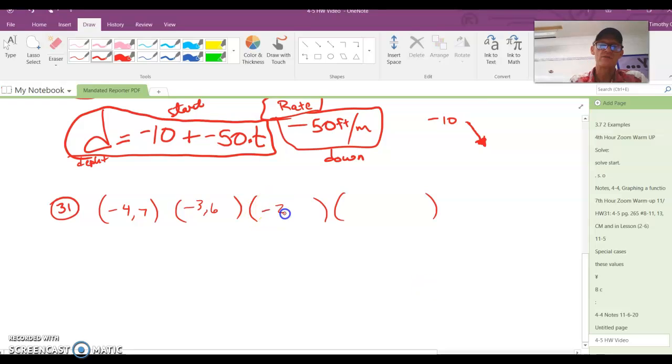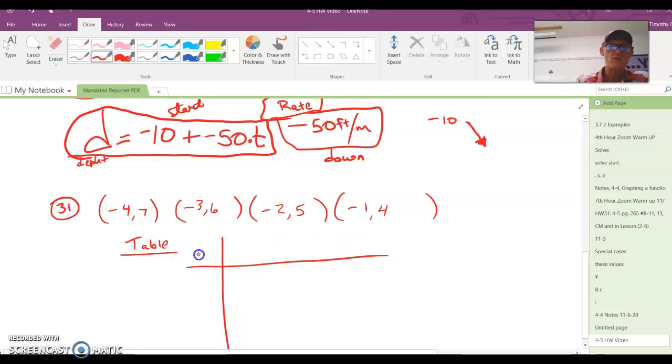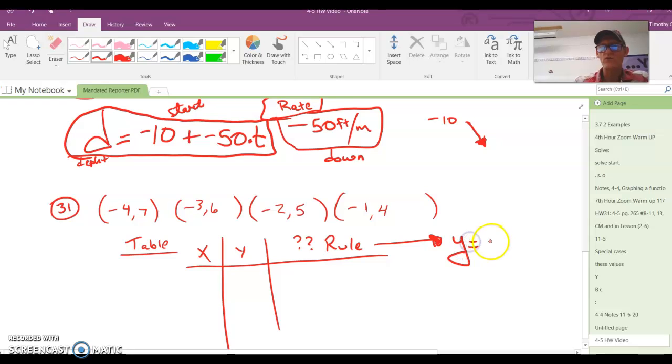Negative 2, 5. And negative 1, 4. Okay, so what do we do? Well, we get a table. And then we can see the values of x and the values of y. And then we've got to get a rule for that. And the rule on that is that it's going to follow y equals mx plus b.